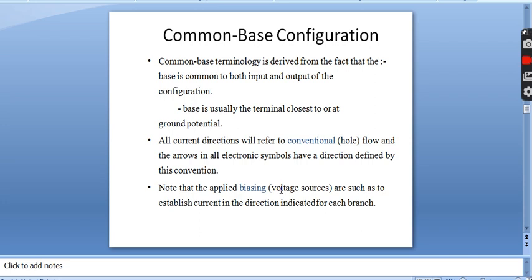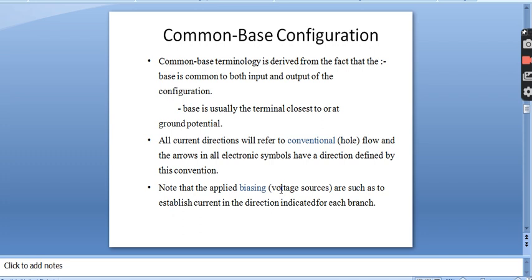Now, the current directions. All current directions will refer to the conventional direction. Conventional means the basic current flow direction, the hole flow, and the arrows in all electronic symbols have a direction defined by this convention. In all electronic symbols we define the current direction as the conventional direction, that is the hole flow direction, where the holes are moving.